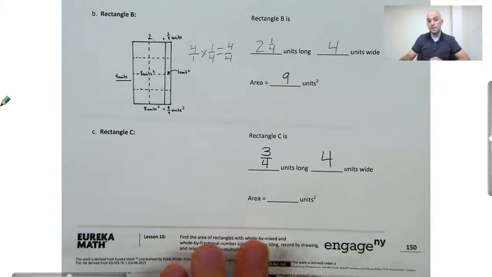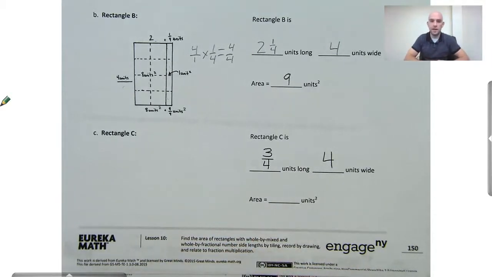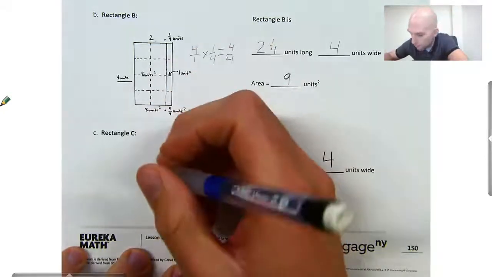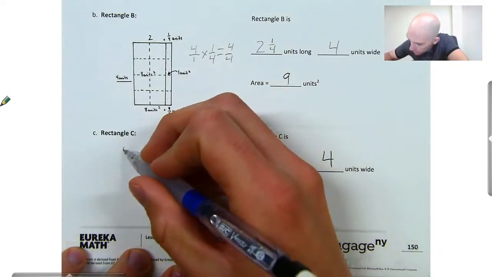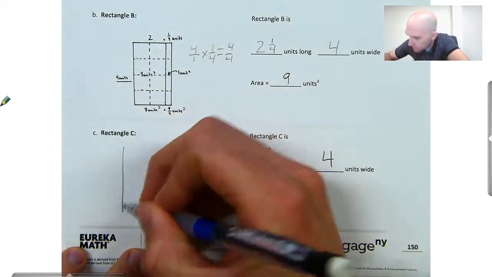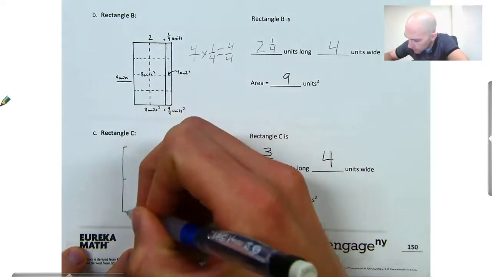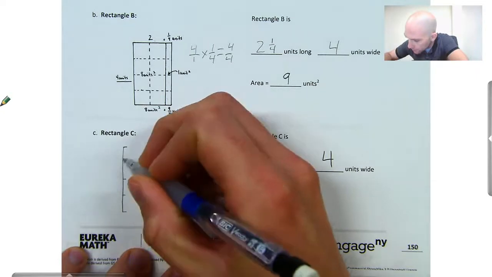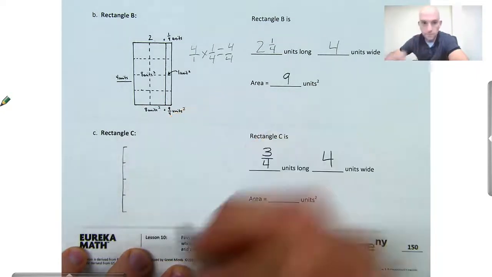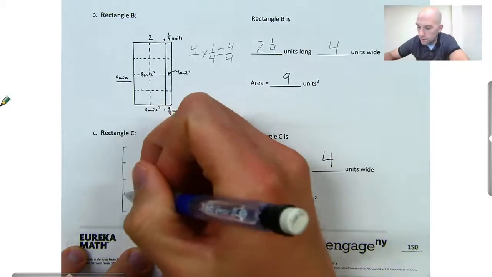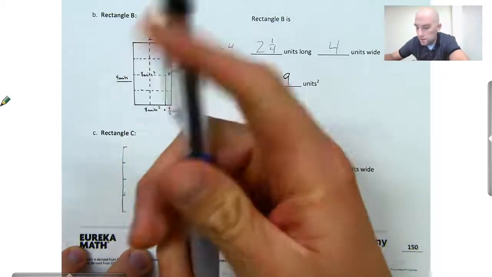All right, and then this letter C here, it hasn't even drawn a picture for us, so we're going to have to draw the picture. And it says it's 3/4 units long by 4 units wide. So again, it's going to look just like this. We're going to have 4 units wide. So I'm just going to draw a line here, and I'm going to separate it into 4 units. First I'll do halves, and then I'll make it into fourths here. So I have 1, 2, 3, 4 units.